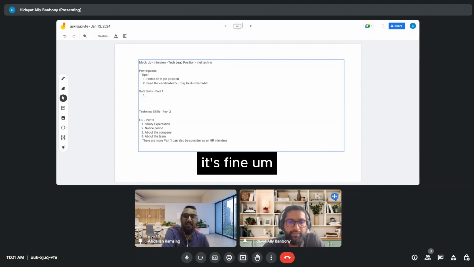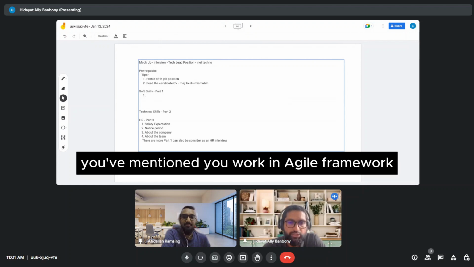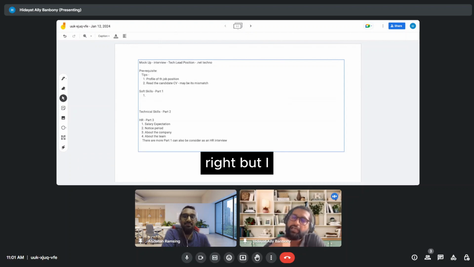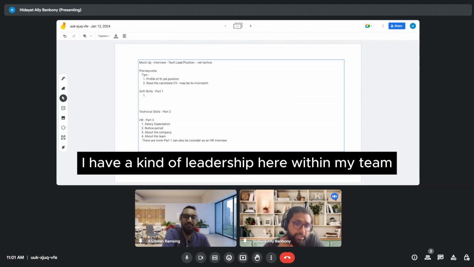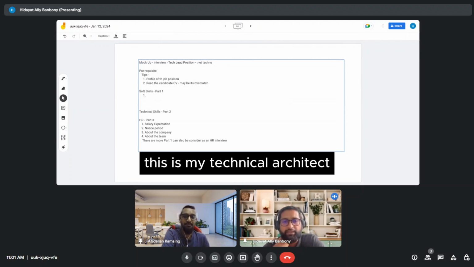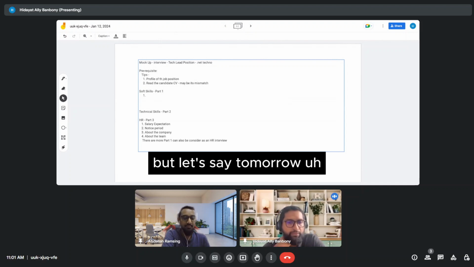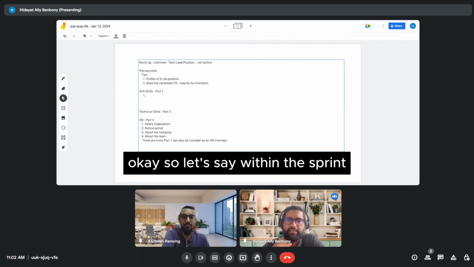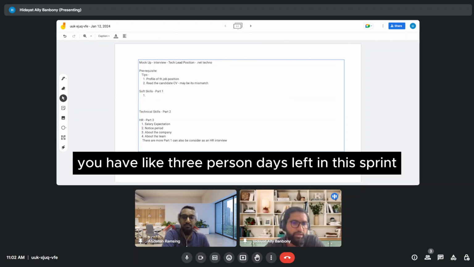Okay, cool. That looks really good. You mentioned flexibility. I presume you mentioned you work in an Agile framework. I'm not going to ask you what Agile is, but I wanted to understand something. You're in a sprint. I have a kind of leadership here within my team, my technical architect and the team. There is a goal. They need to work. No one is going to micromanage you. I'm not expecting that. But let's say tomorrow you do have some free time. Let's say within the sprint there is some spare capacity. Let's put it in context: you have three days left in this sprint.